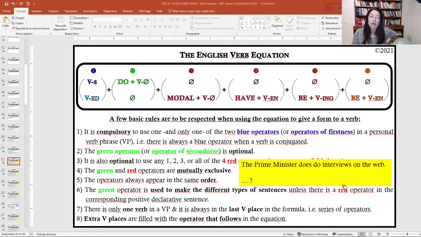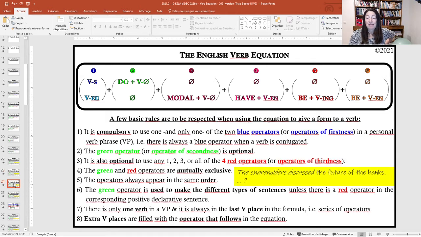And as I said before, do plus V0 is used to create the different types of sentences, which we can see here, because this is an emphatic sentence. And if we want to create an interrogative sentence, then I'll let you think about it. You know what the interrogative sentence is. You can pause the video to answer the question and find the answer before you hear me say that the interrogative sentence would be, does the Prime Minister do interviews on the web?